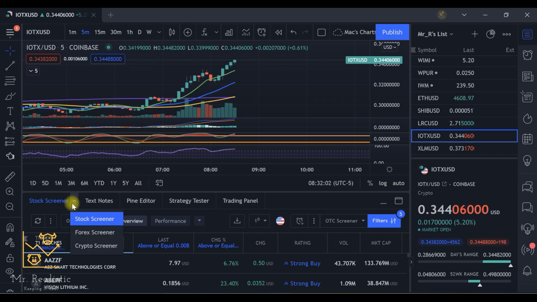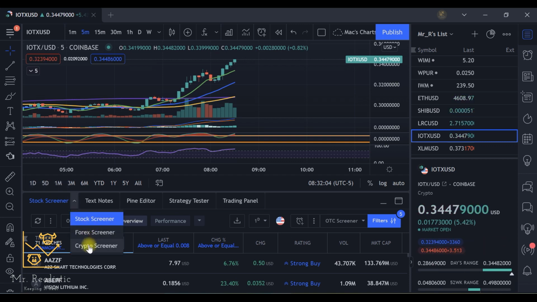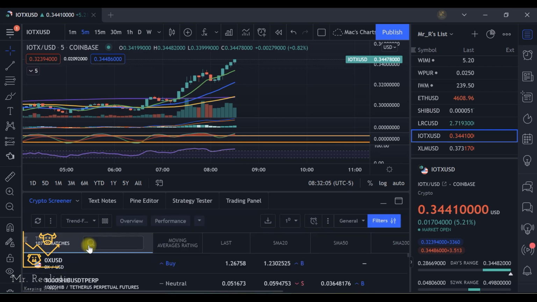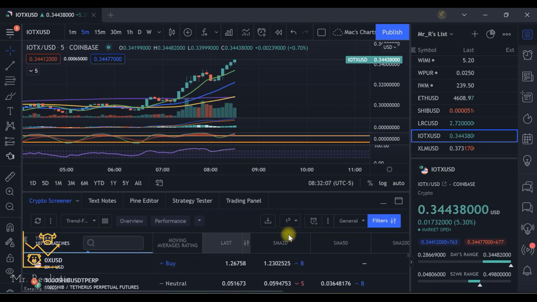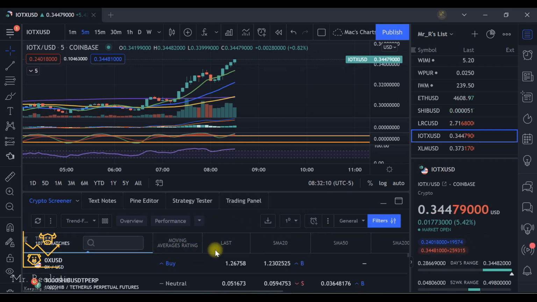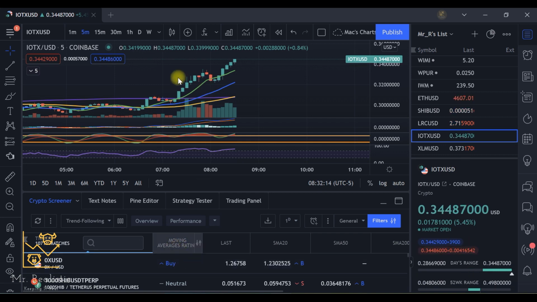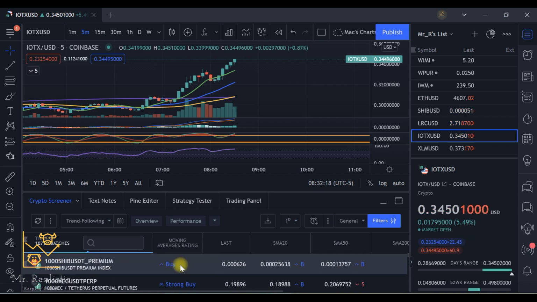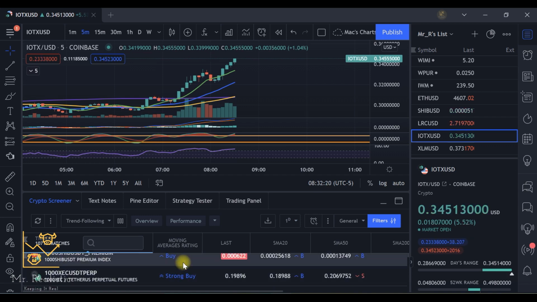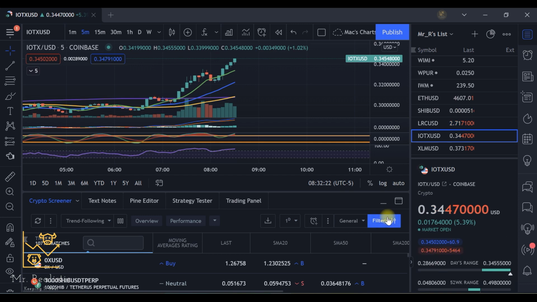Look, we're at 34 and a half. All right, so I'm going to do crypto just because we're doing that right now. Okay, and we're going to switch over. Now, it'll show you your moving averages rating. So what we're going over right now. All right, so this one they're saying is a buy based on there, and then we get strong buys right here. We can filter these as well as we're going through.